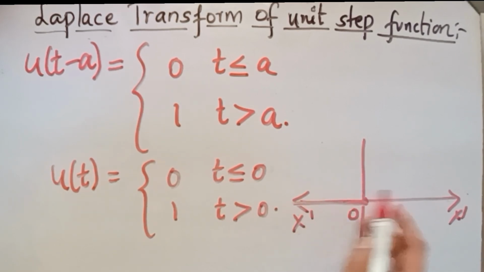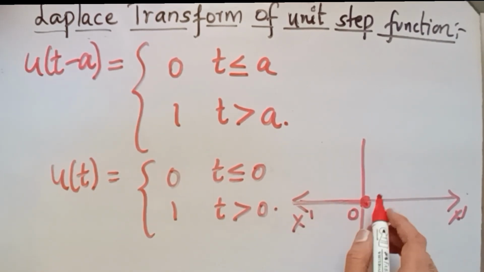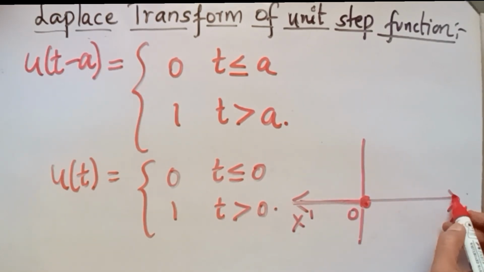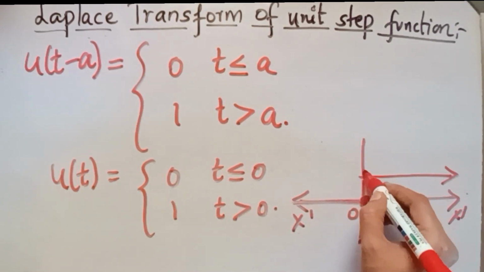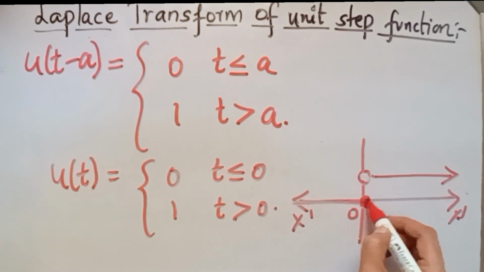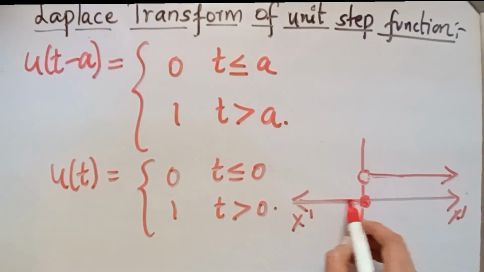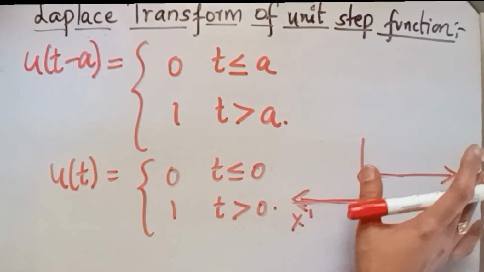So this is the graph. And t equal to 0 also it is 0. When t greater than 0, it is equal to 1. That is from here. Here don't shade this point because for 0 it is 0 not equal to 1. So it looks like a step now like this. That's why it is called as unit step function.